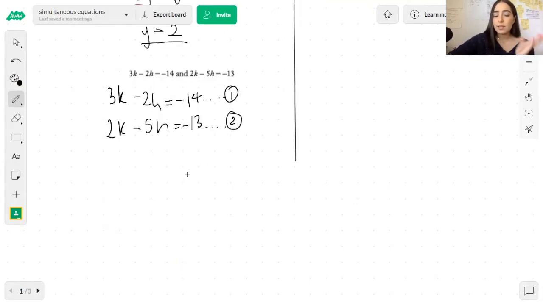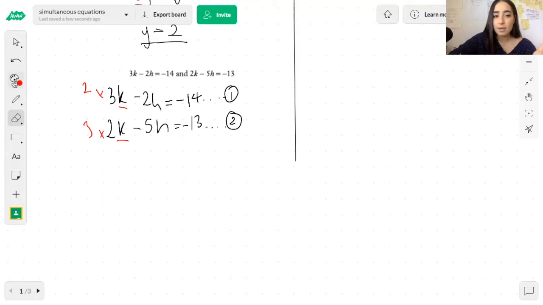Okay, let's look at this next example where the coefficients are not the same. Once again, we're going to choose the variable that we want to eliminate. In this case, you can either choose k or h. It really doesn't matter. I'm just going to go for k. If I want to eliminate the variable k, I need to change their coefficients so that they are the same. The easiest number to change them to would be 6. That is because I can multiply this by 2 to get 6, and I can multiply this by 3 to get 6. What's important though is that you multiply every single term by that factor.